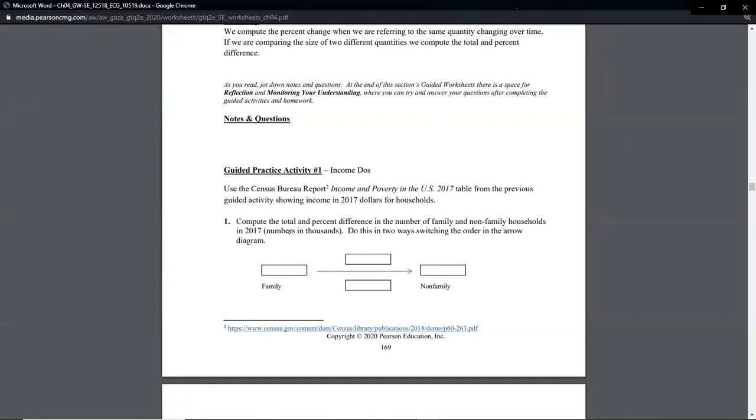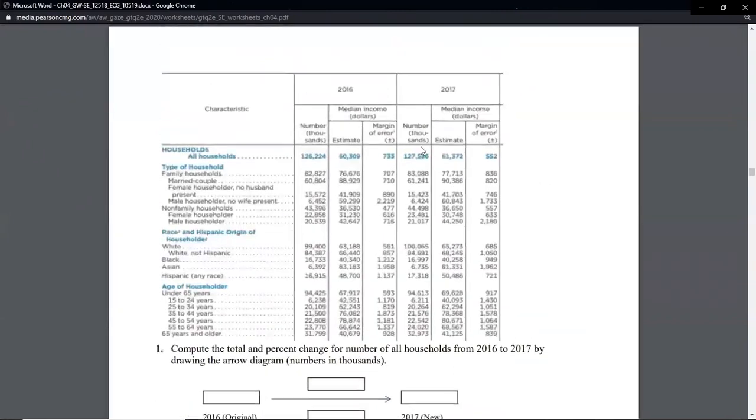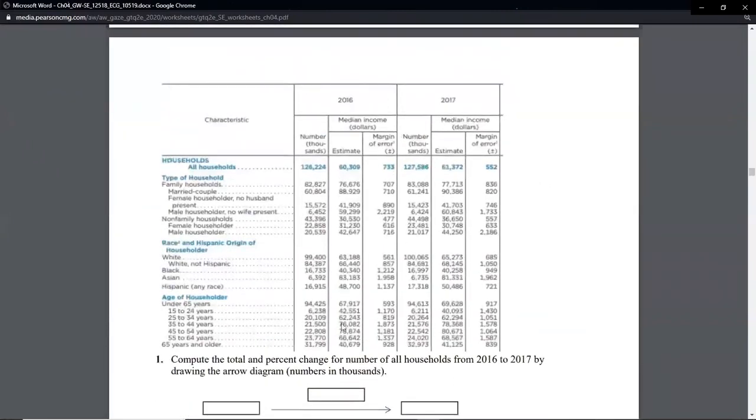And we'll see how these total changes and percent changes are affected. We've really already done one of these, but I wanted to make sure we did this one too. So if you go back to your table, the family and non-family numbers for 2017. So we're not using 2016 at all. We're not using any of these columns. We're just using 2017, and we're comparing family and non-family.